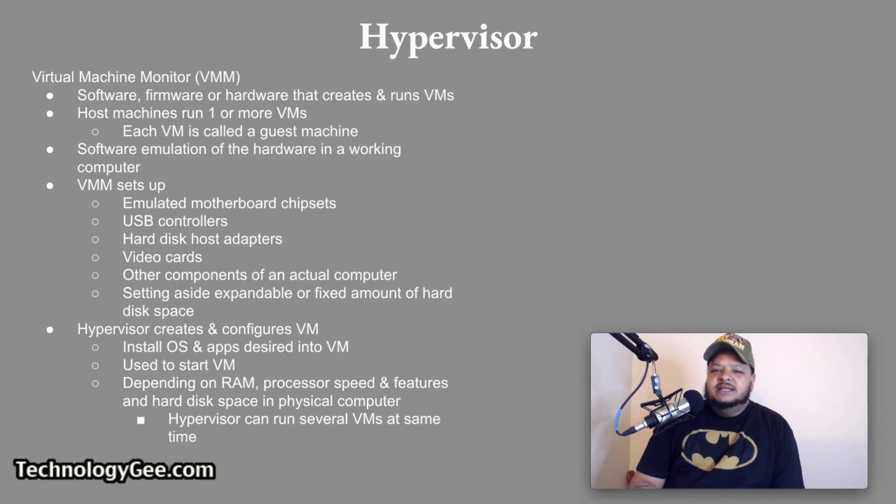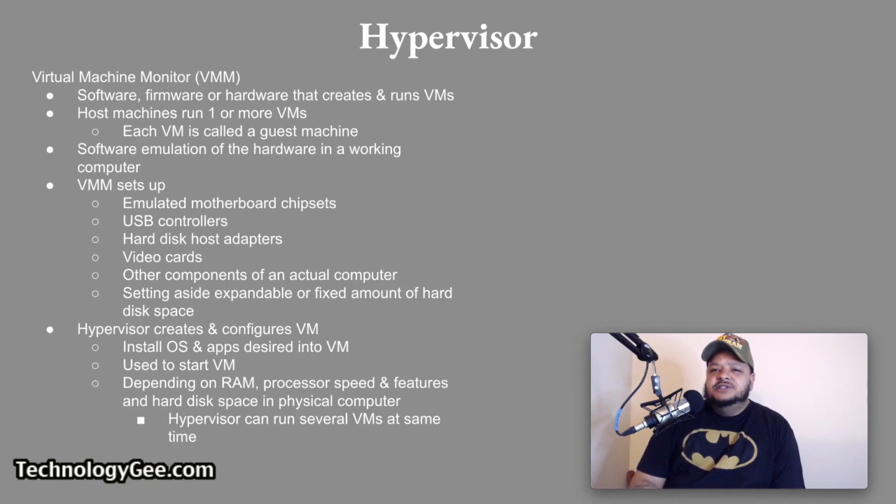A virtual machine is a software emulation of the hardware in a working computer. The VMM sets up emulated motherboard chipsets, USB controllers, hard disk host adapters, video cards, and other components of an actual computer as part of the virtual machine, along with setting aside either an expandable or fixed amount of hard disk space. After a hypervisor creates and configures a virtual machine, you install the operating system and apps desired into the virtual machine to have a working emulated computer or virtual machine.